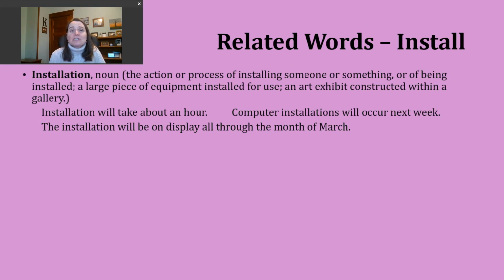The first word we're going to start with is the noun form installation. This noun can also have a number of different meanings. We'll talk about three of them. One way to use the noun installation is to refer to that action or process of installing someone or something or of that thing being installed.